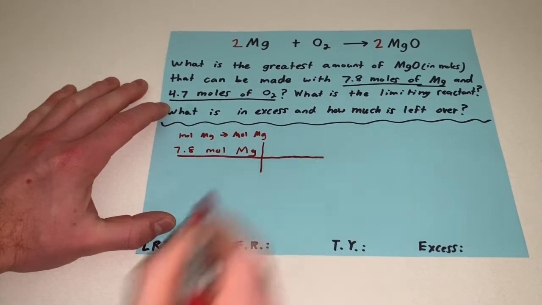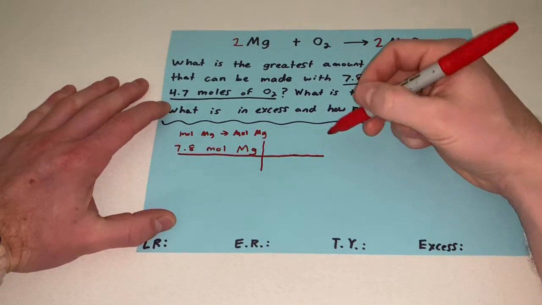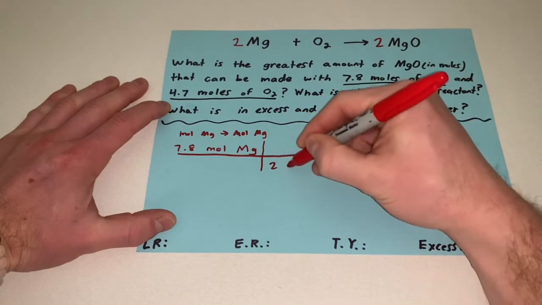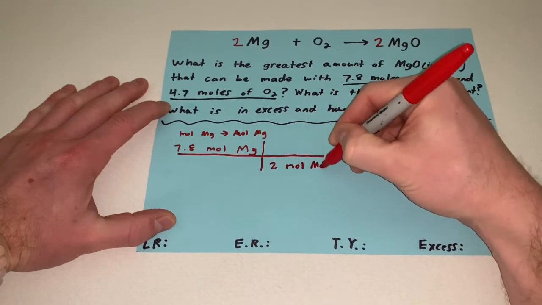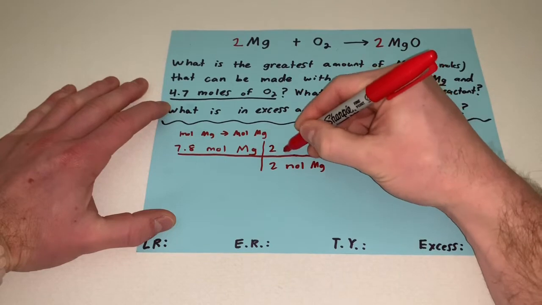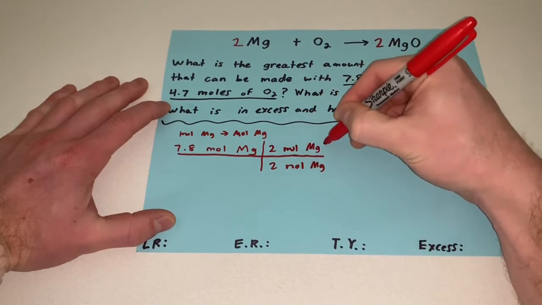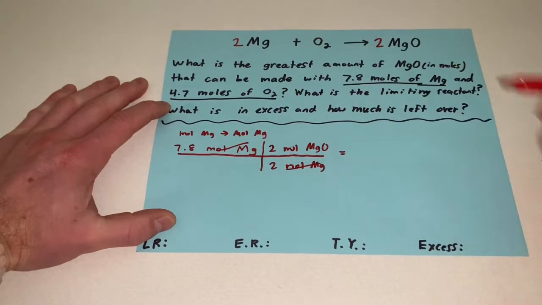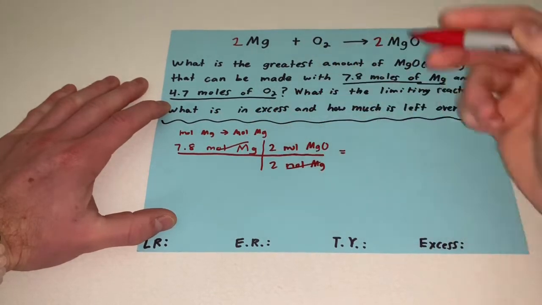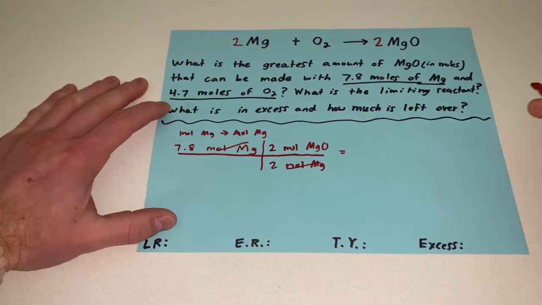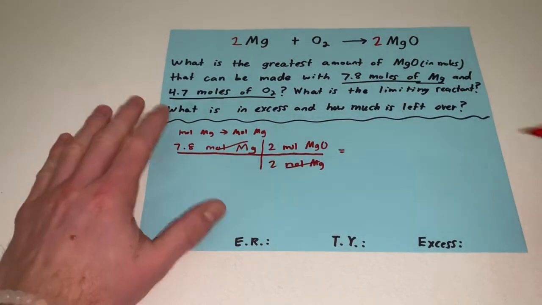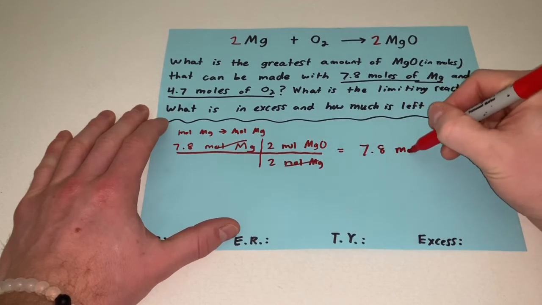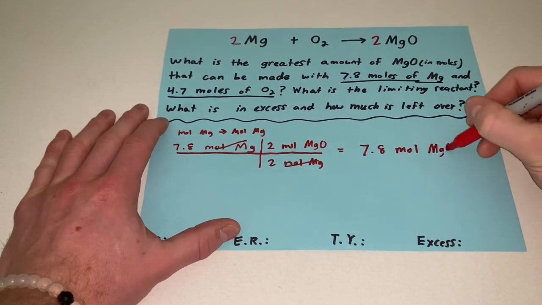Set up our T-chart. Now using the balanced chemical equation, we have 2 moles of magnesium for every 2 moles of magnesium oxide. Moles of magnesium oxide cancel. 7.8 times 2 divided by 2. When you plug that in, that just basically is 7.8 times 1. So that's going to be 7.8 moles of magnesium oxide.